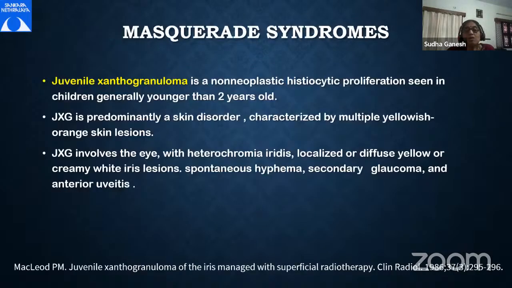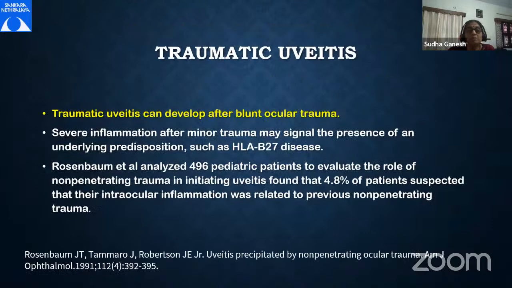Juvenile xanthogranuloma is a non-neoplastic histiocytic proliferation seen in children younger than 2 years. It's predominantly a skin disorder characterized by multiple yellowish-orange skin lesions. The children may have heterochromia, localized or diffuse yellow creamy white iris lesions. They may present with spontaneous hyphema, glaucoma or anterior uveitis.